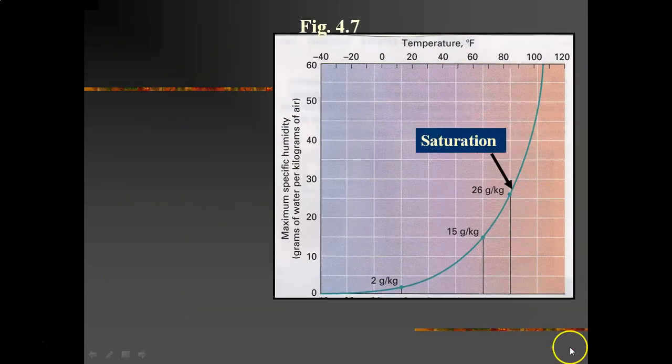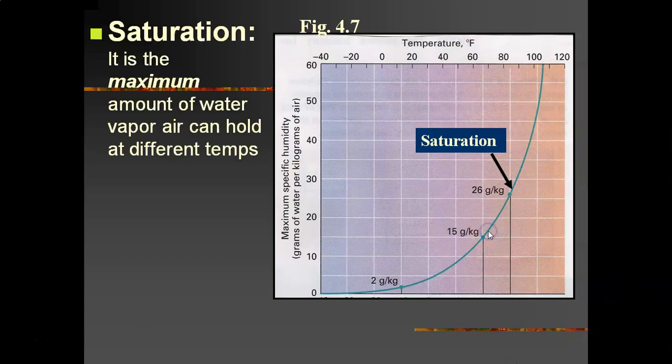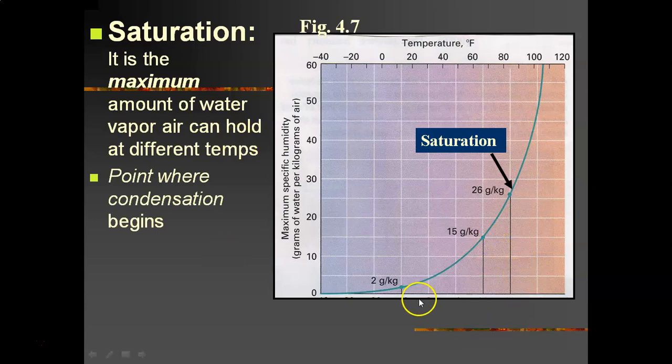What we want to do now is take a look at this green line, and this is called saturation point. And saturation represents the maximum amount of water vapor the air can hold at different temperatures, the absolute maximum amount. And the important thing about saturation, let's just take 85 degrees, once you filled the air up to capacity, that is the point where you have the phase change.